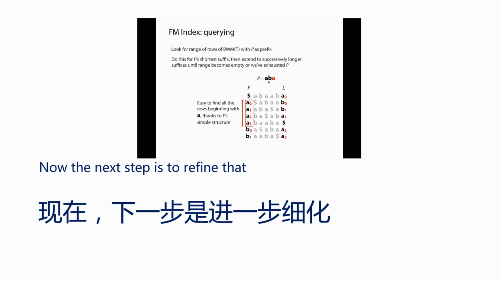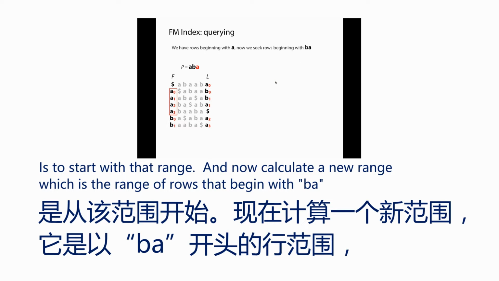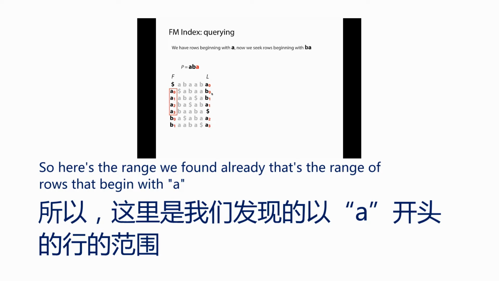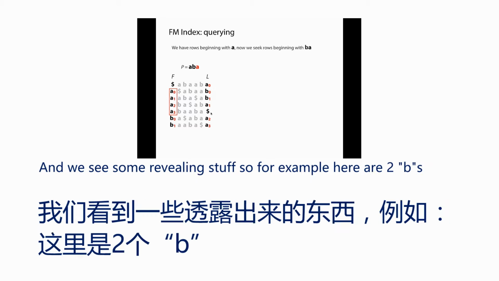Now the next step is to refine that: start with that range, and calculate a new range, which is the range of rows that begin with BA. So how do we do that? Here's the range we found already. That's the range of rows that begin with A. Let's look over here in the last column at those same 4 rows. And we see some revealing stuff.